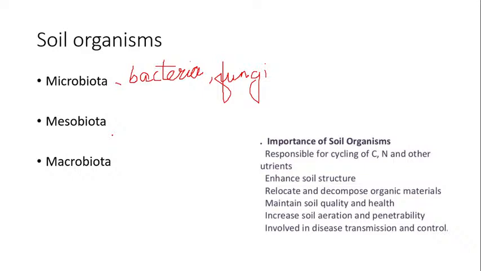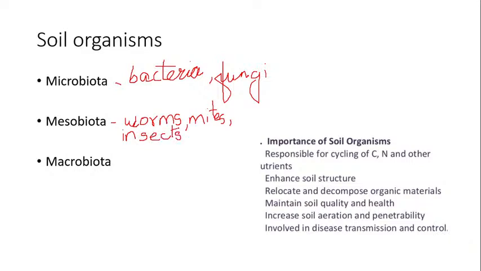Mesobiota comprises soil organisms that are larger in size. Mesobiota are a little larger than microbiota, and mesobiota include worms: nematode worms, earthworms, and mites, small mites. There are very thin, thread-like worms; those are nematode worms. Mites, then small insects, very small insects all come under mesobiota.